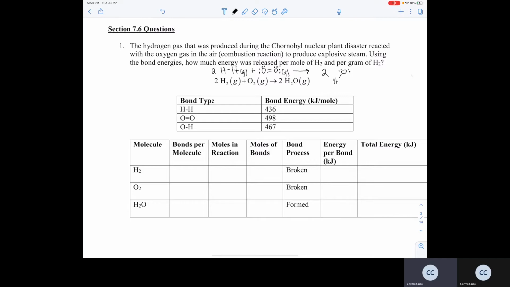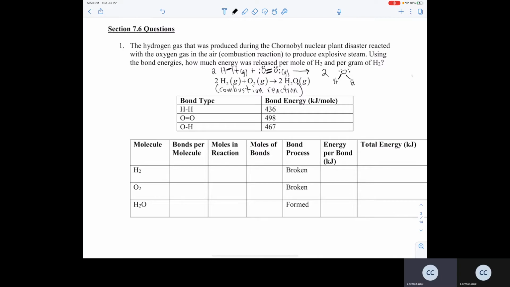And this is the Lewis structure of water, H2O. So we also learned about bond energy in an earlier chapter, in units of kilojoules per mole. Each of these types of bonds, there are 3 types involved in this reaction: a hydrogen-hydrogen single bond, an oxygen-oxygen double bond, and an oxygen-hydrogen single bond.